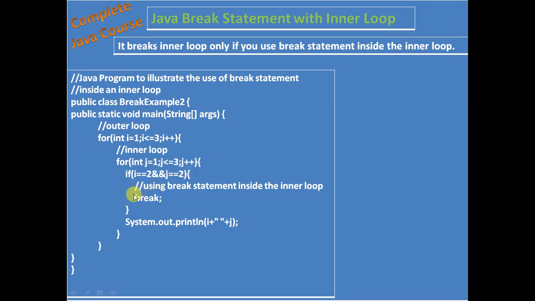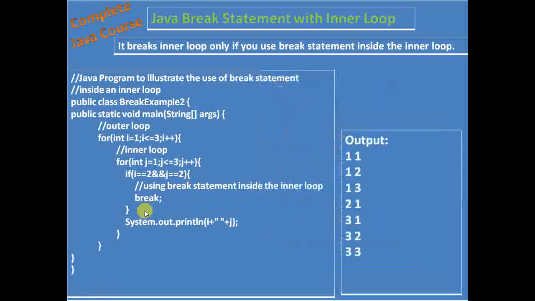It means when this break statement executes, the control will come out here, because this is the closing bracket of the inner for loop. So control will come here. Okay, so the output will be 1 1, 1 2, 1 3. Why? Because for i equal to 1, for the outer loop value 1, the inner loop will be executed 3 times, so 1, 2, 3.